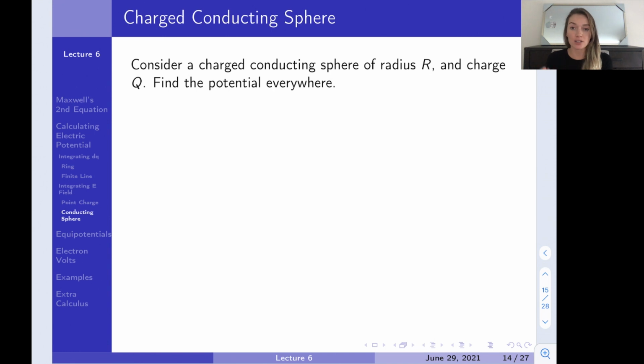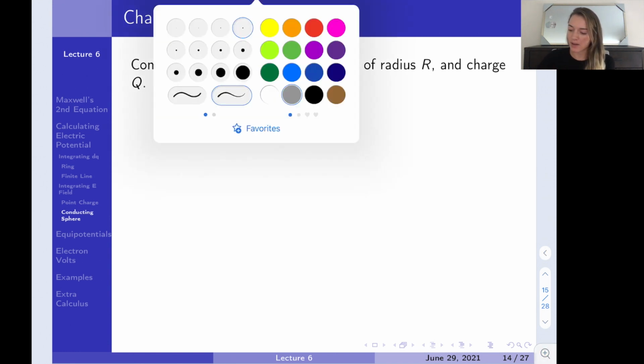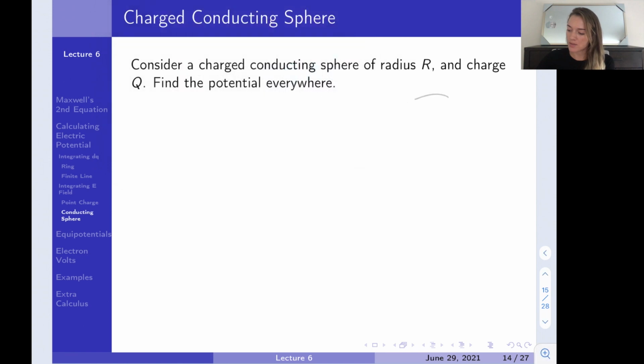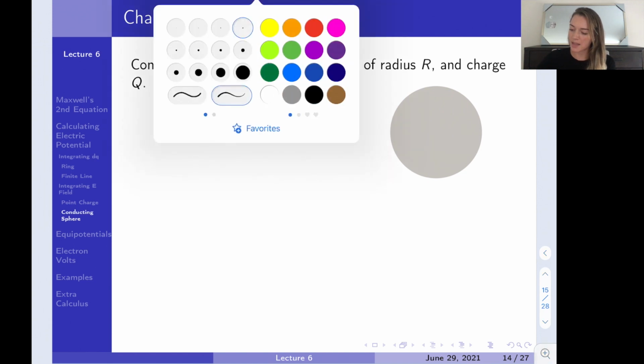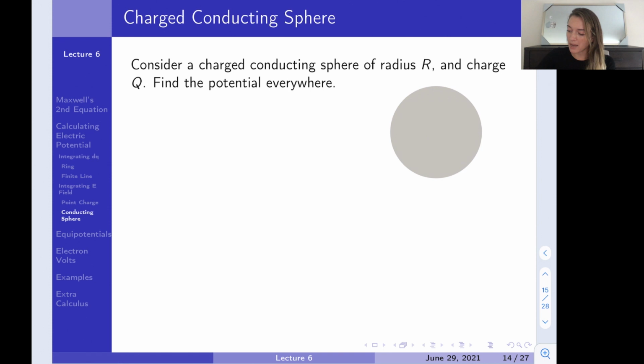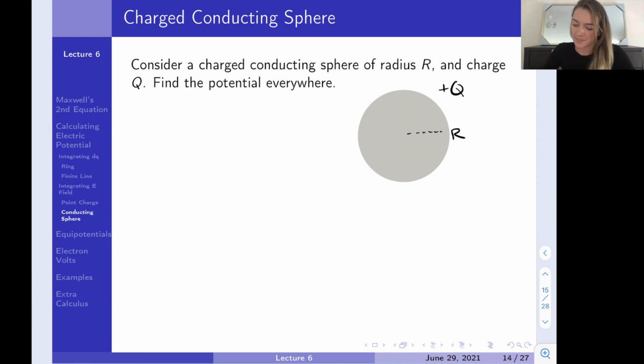So now let's consider a charged conducting sphere. So we've got our charged conducting sphere. It has a total charge on it of positive Q, and it has a radius of R. All right, so let's find the potential everywhere. So that means inside and outside the sphere. So let's start with outside, and we'll see why that's necessary in a second. So let's do outside, where r is greater than capital R.